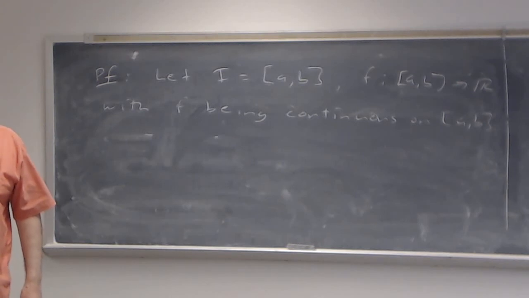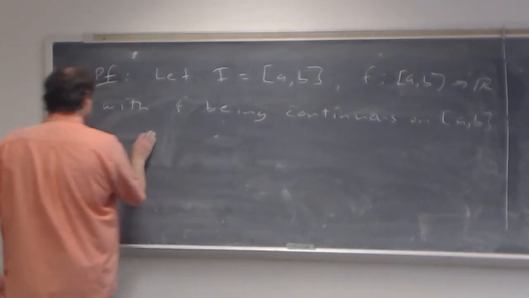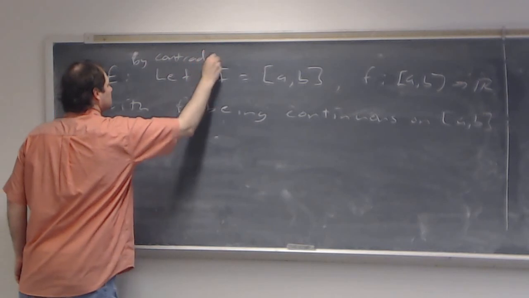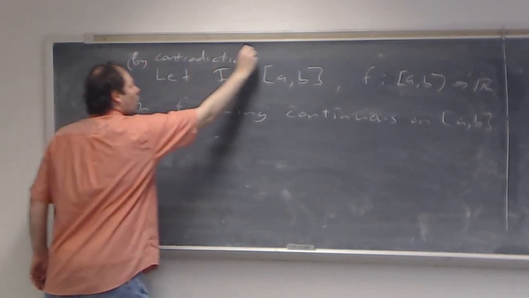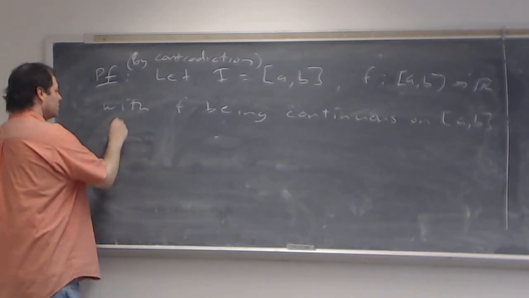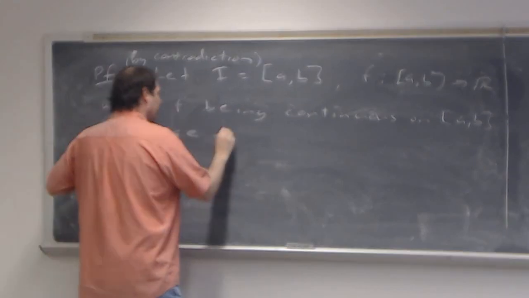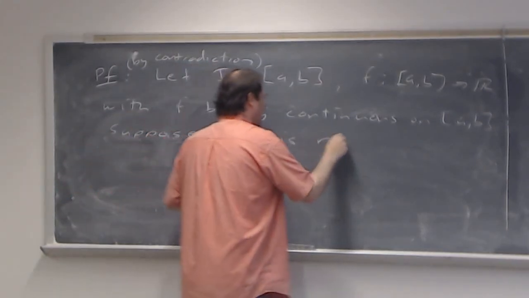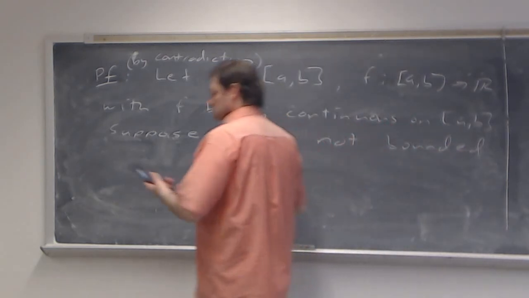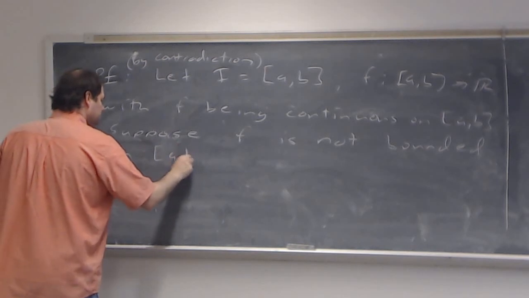We don't show it that way. We show it by contradiction. So the proof is by contradiction. So I suppose all the hypothesis part, and then we suppose the opposite of what we want to show. Suppose F is not bounded on A to B.